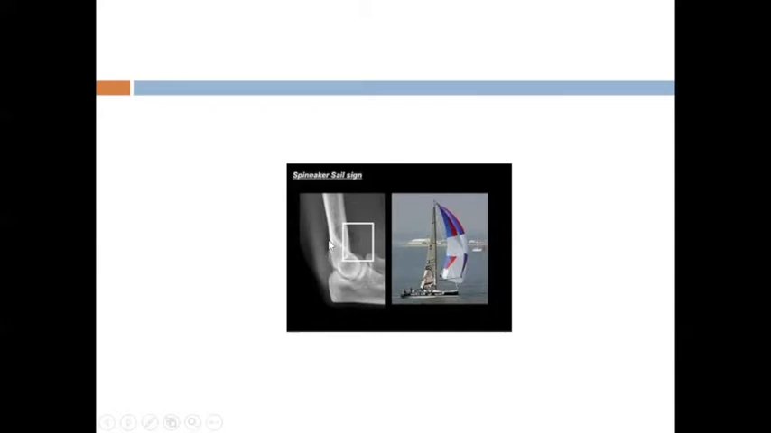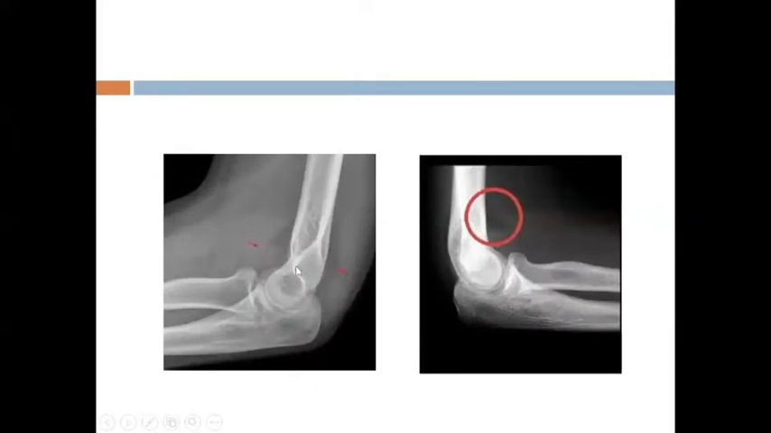The posterior fat pad sign is called the posterior fat pad sign itself, but the anterior fat pad sign is known as the sail sign. If you see the sail sign in an elbow lateral radiology X-ray, then surely there will be a fracture either over the head or neck of the radius or over the supracondylar area of the humerus. This is the first thing, sail sign positive. Here you can see this is posterior fat pad sign positive. This is sail sign positive. Here you can see that the sail sign is positive.